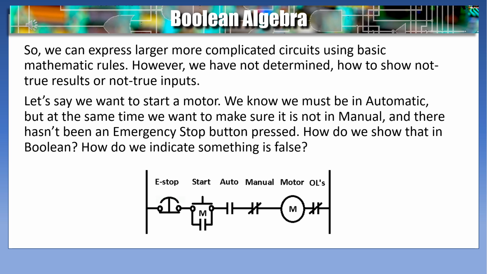Well, looking at our relay logic, we're going to steal something. Notice that the manual has a line through it. We're going to use a line in Boolean.